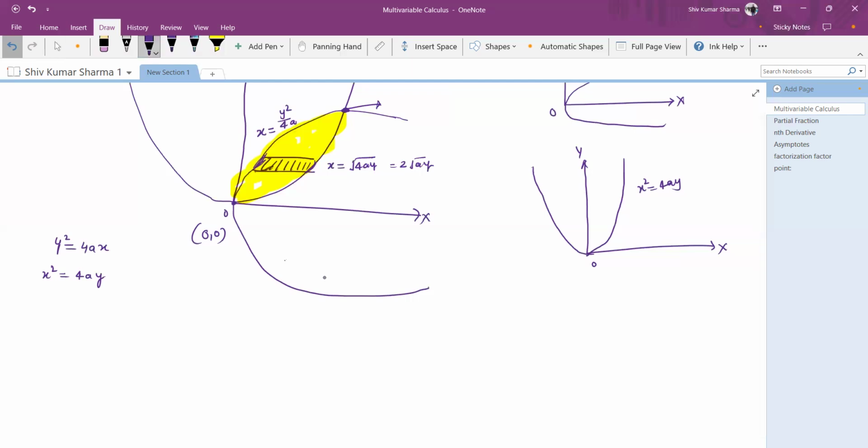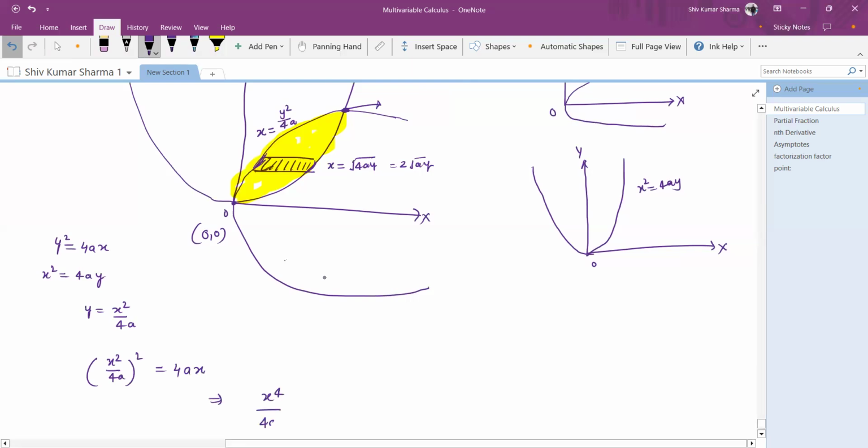Now from this, y is equal to x square upon 4a. We put the value of y in equation 1. This gives us x square upon 4a, the whole square, is equal to 4ax. We can write this as x raised to the power 4 upon 4a square is equal to 4ax. So x raised to the power 4 is equal to 4a raised to the power 3 into x.